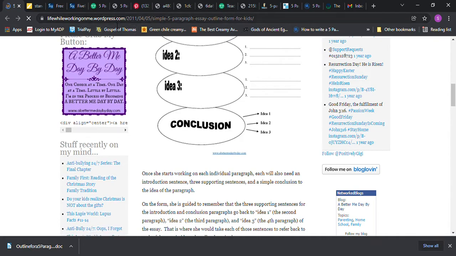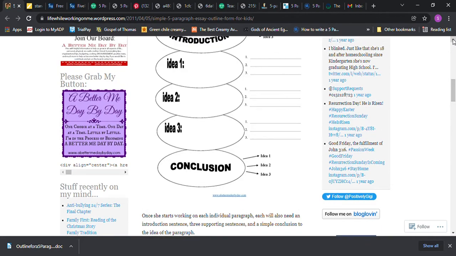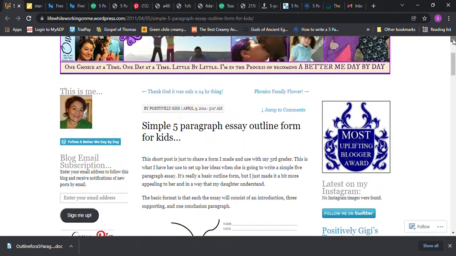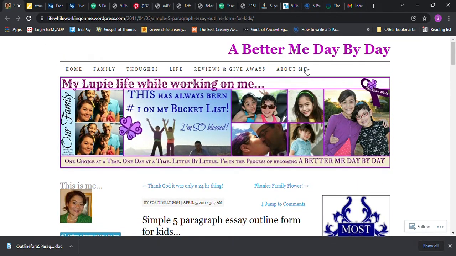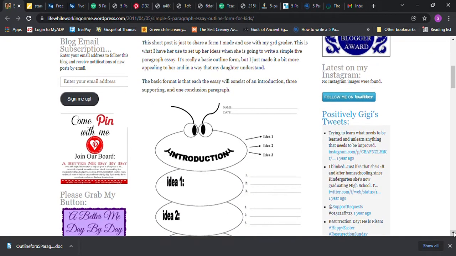And this one is Working on Me, WordPress. And I love this one. I absolutely love this one. And it says a better me day by day. Simple 5-paragraph essay outline for kids. And this one is so cute. That's why I love it. And it says idea 1, idea 2, idea 3. And it says the introduction with a smile.